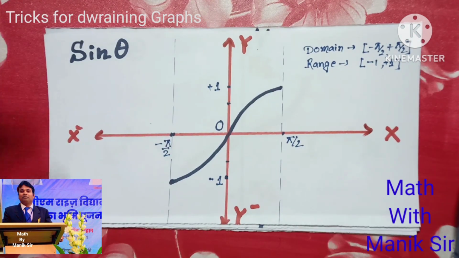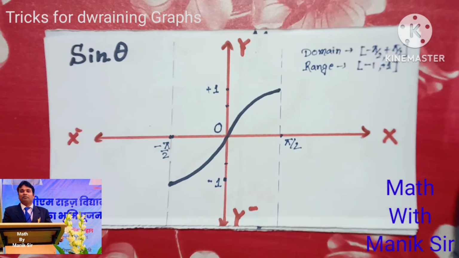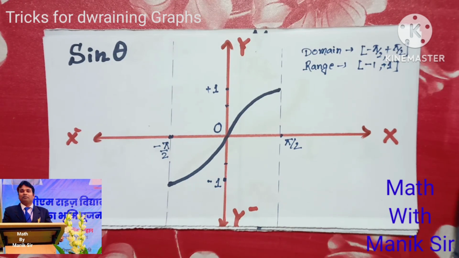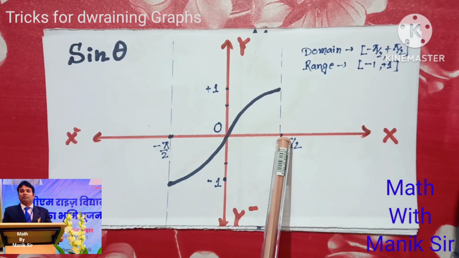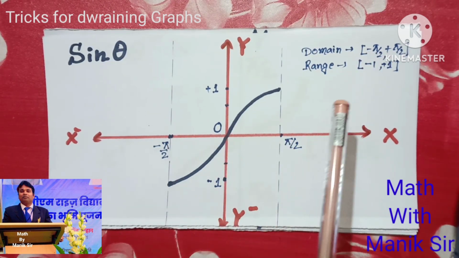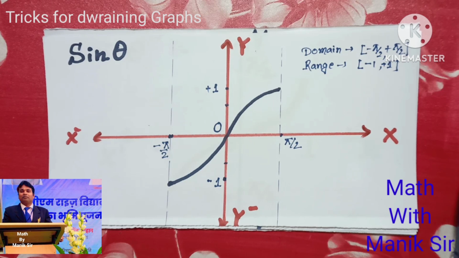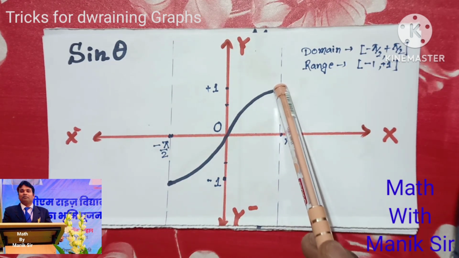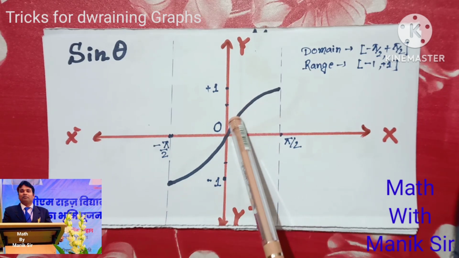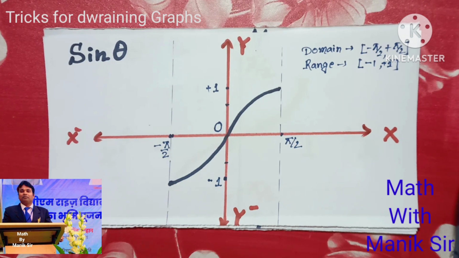As you know, for the graph of sine theta, the domain is minus pi by 2 to plus pi by 2 and the range is minus 1 to 1. So to draw the graph of sine theta, what you have to do? Just plot this domain's extreme points on the x-axis, plus pi by 2 and minus pi by 2, and the range's extreme points, that is plus 1 and minus 1, on the y-axis. And with these 4 points on the coordinate axis, you can easily draw the graph of sine theta. It will start from the maximum value 1, decrease, cross 0, and reach the least value, the minimum value minus 1, at minus pi by 2.